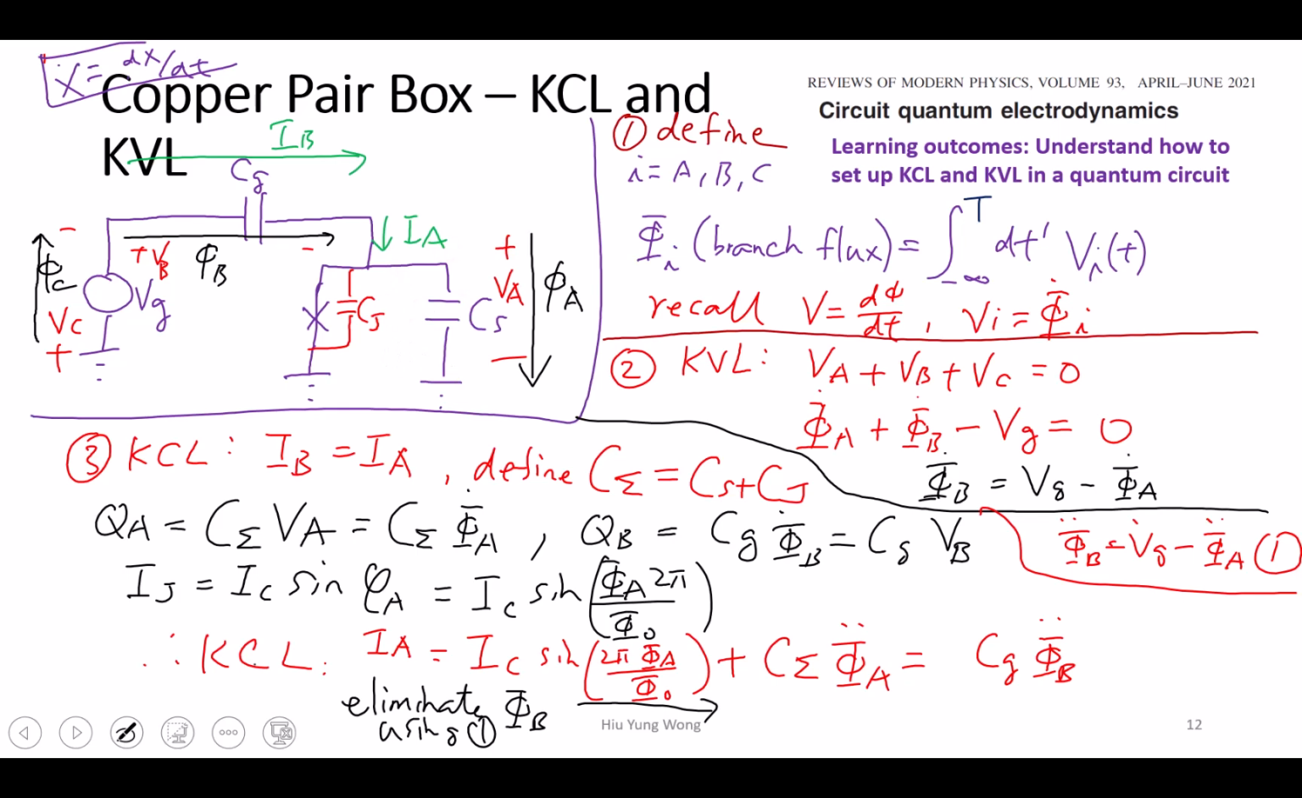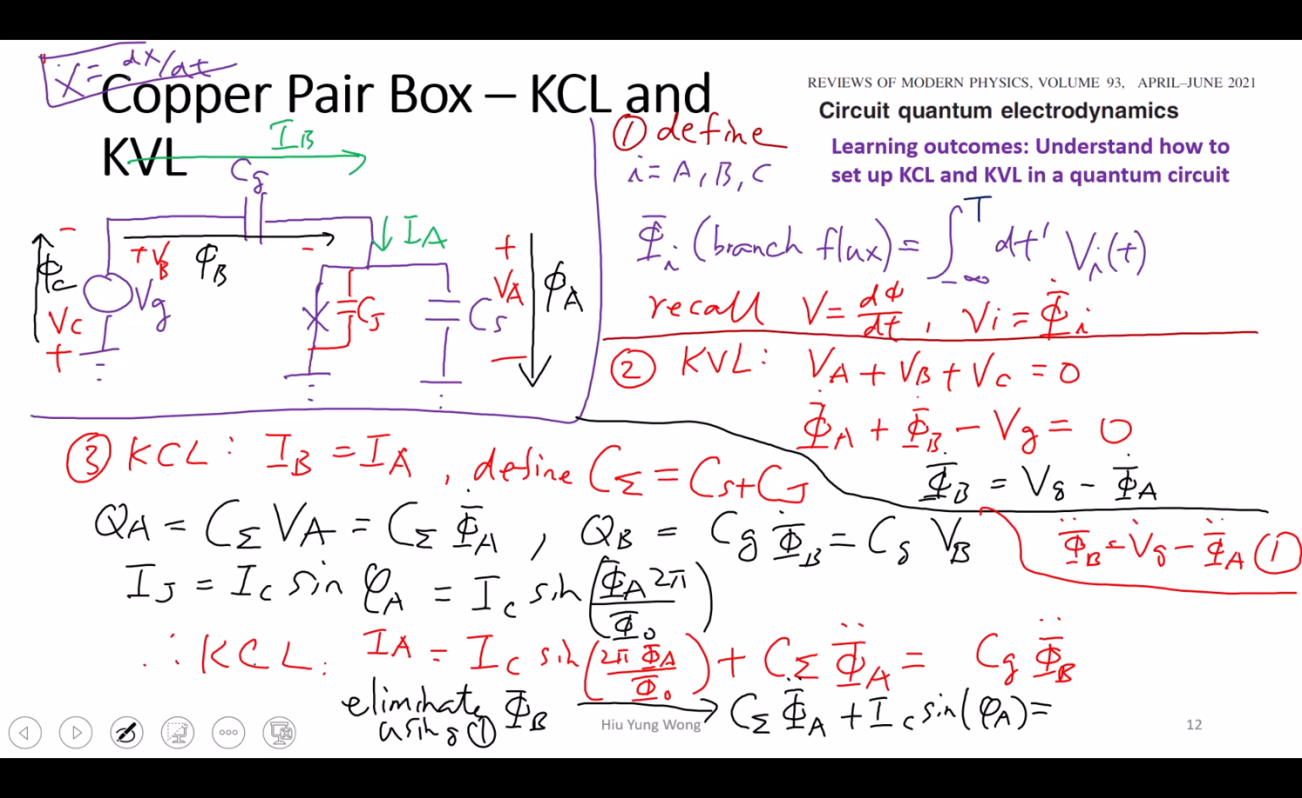So with this, you get C summation phi A dot dot plus IC. Now I try to save the space, I just put phi A. I use the phi instead of putting this whole thing. This whole thing is phi A. Let me see if I write. Then it is equal to phi B. Now it's correct.